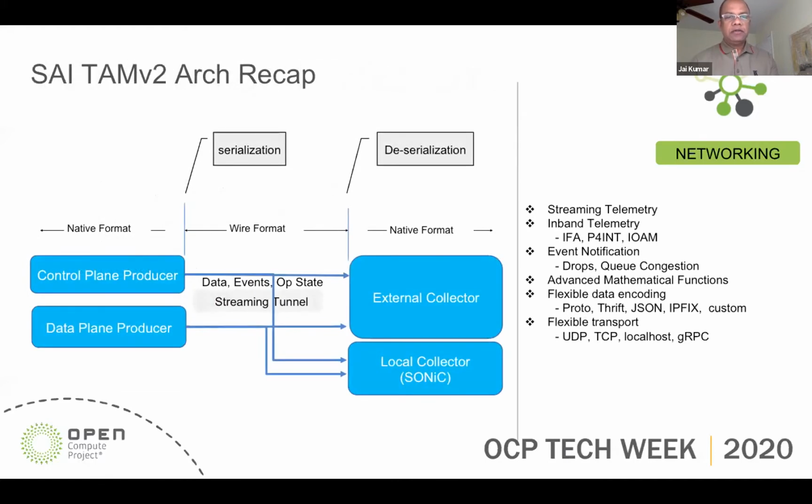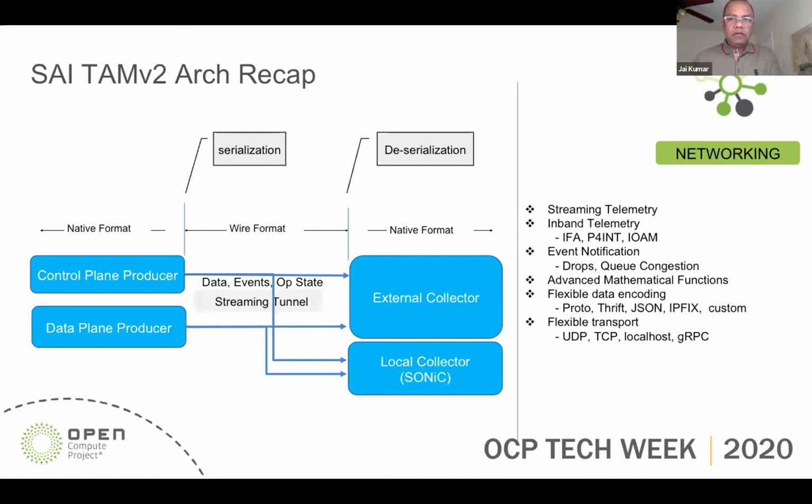Again, just to recap, in the very first iteration, we had basic GET APIs where information was retrieved using a pull model. And in the second iteration, which we call TAM version 2, we enhanced that and created a push model architecture where the data plane can send the data to an external collector or to a local collector. And local collector in this case could be a Sonic.